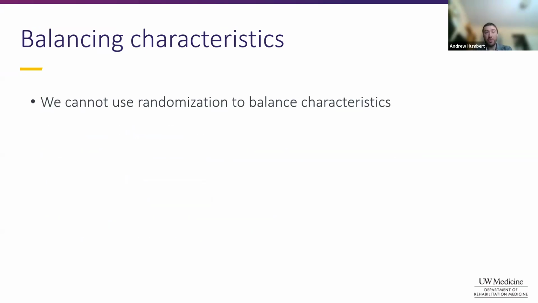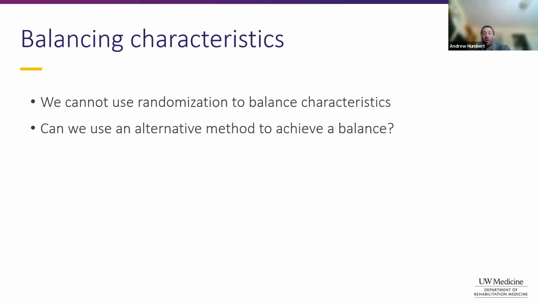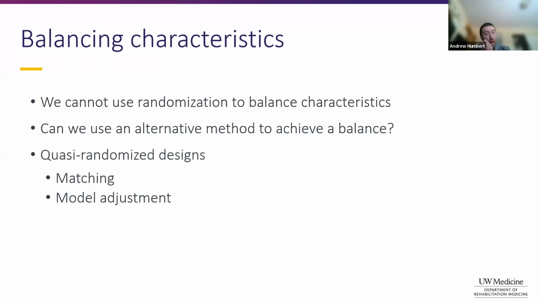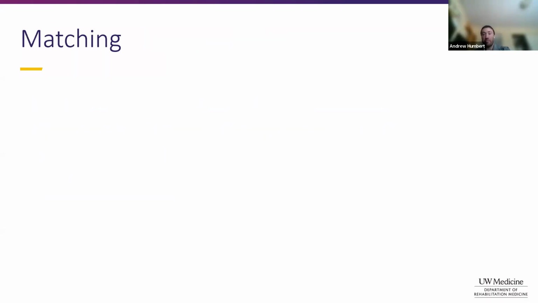As I said, we really cannot use randomization to balance characteristics, otherwise we're not an observational study anymore. But are there alternative methods that we can use to achieve balance? And this is where we enter this idea of quasi-randomized designs. What we're trying to do is create the same balance that could be achieved as if we had randomized our data. There are two broad general approaches to this: matching and model adjustment. I'm not going to get down in the weeds of these or the specific statistical properties of these, but I did want to at least give some broader overview for how these work conceptually and maybe where some of their limitations lie.